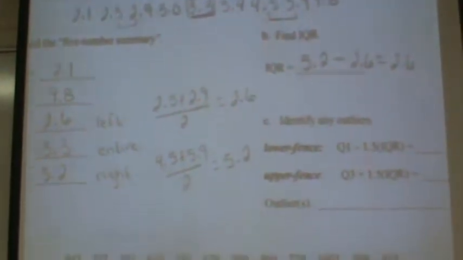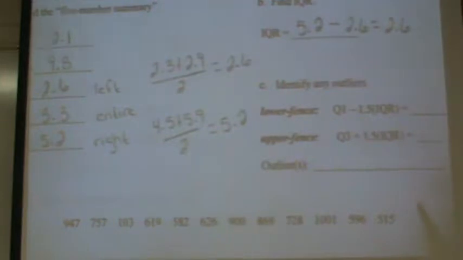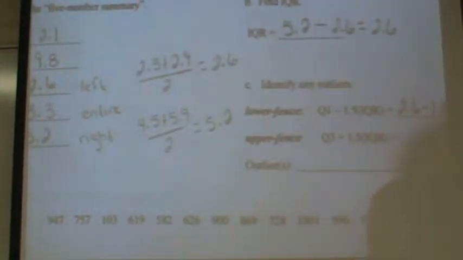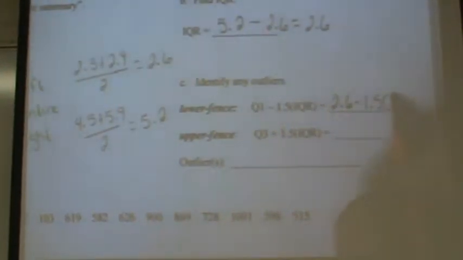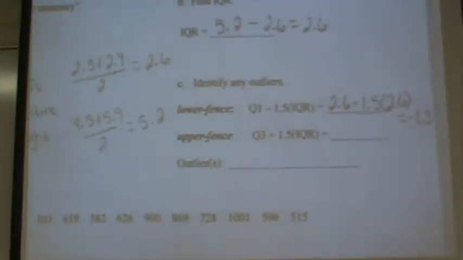Now, to identify outliers, we have to find our lower fence and our upper fence. So our lower fence again is Q1 minus 1.5 times our IQR value. So our Q1 value was 2.6. So we're going to have 2.6 minus 1.5 times our IQR value, which is 2.6. And when we punch that in, we end up getting negative 1.3. So our lower fence is negative 1.3.